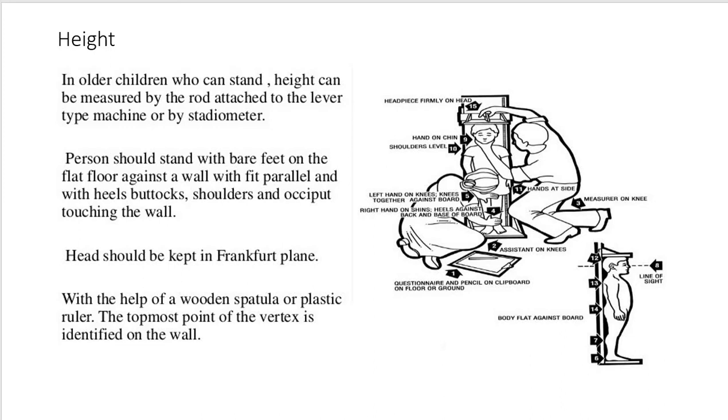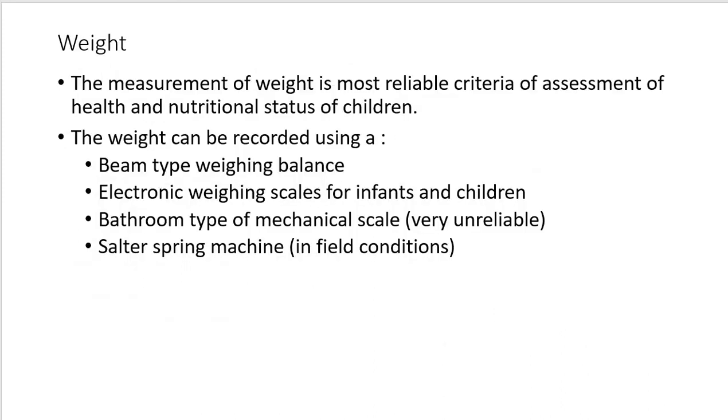Okay, this is about the height. And next is weight. How is the weight measured? The measurement of weight is the most reliable criterion of assessment of health and nutritional status, of children especially. The weight can be recorded using a beam type weighing balance, electronic weighing scales for infants and children, and bathroom type machine scales, which are now very unreliable. And one more is the Salter spring machine, which is used in field conditions.